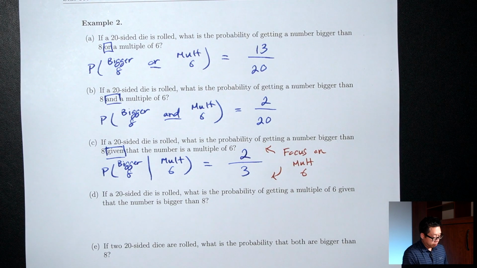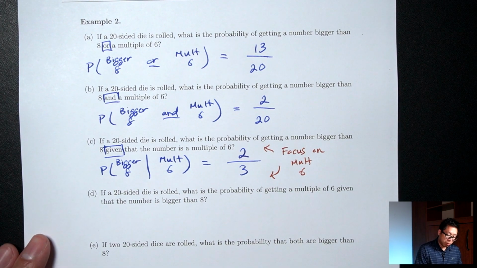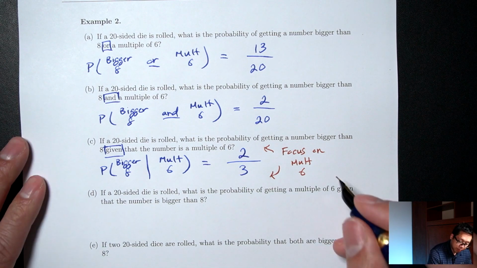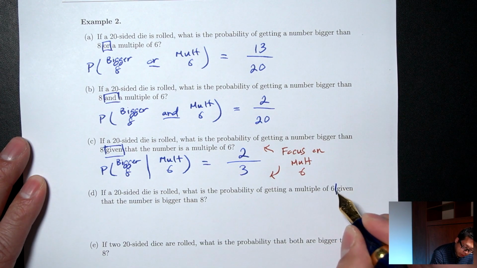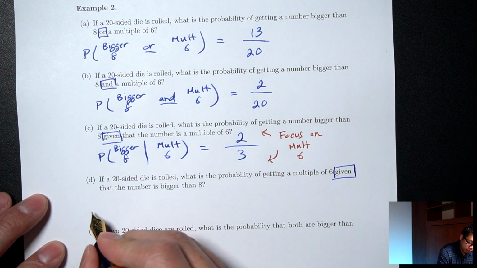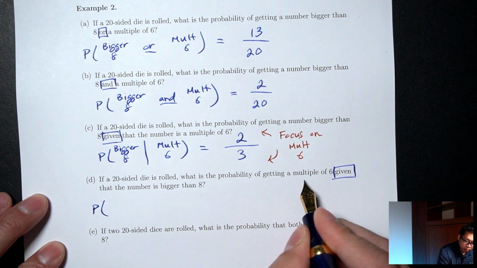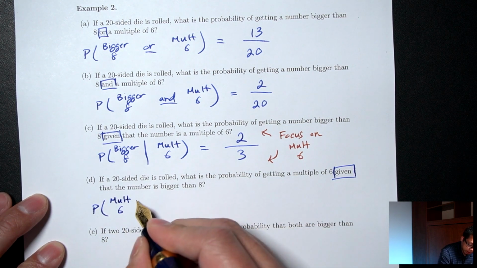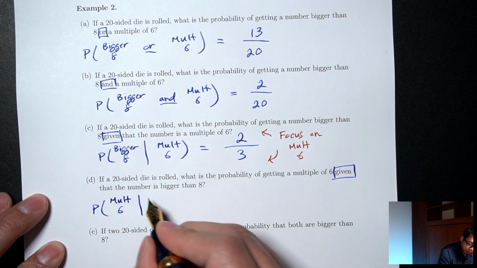Part D, if a 20-sided die is rolled, what's the probability of getting a multiple of 6 given that the number is bigger than 8? Okay, once again, I see the word given. Okay, that means this is a conditional probability. In symbols, I'm looking for multiple of 6 given, which is the line, bigger than 8.